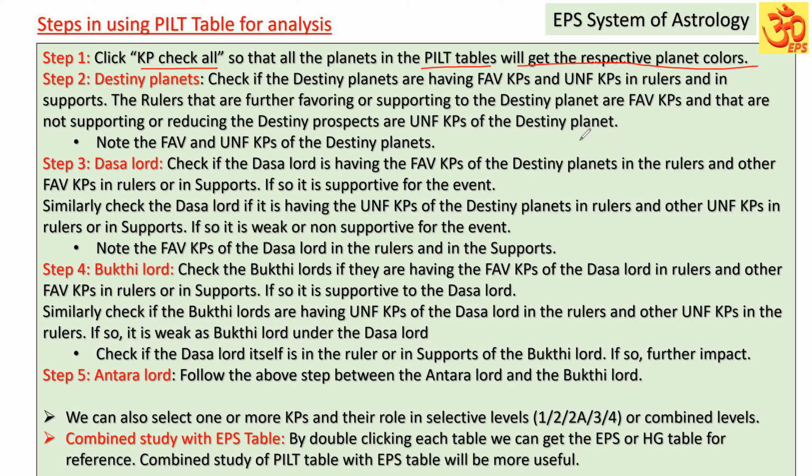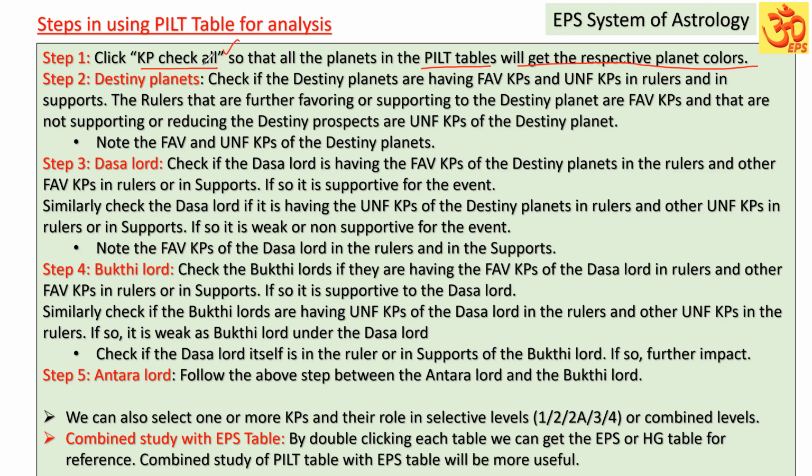Either the key planet shades given by the software, or the EPS colors, that is, the planet colors we assign according to our understanding. So each planet in the PILT table can get the key planet shades the software gives directly, or we can change to the colors we assign. When I explain, you will understand. So the first step is KP check all.